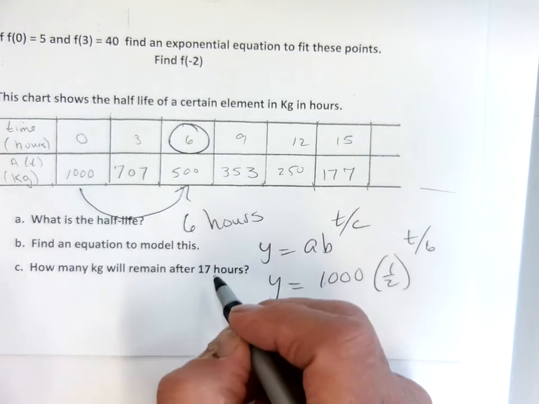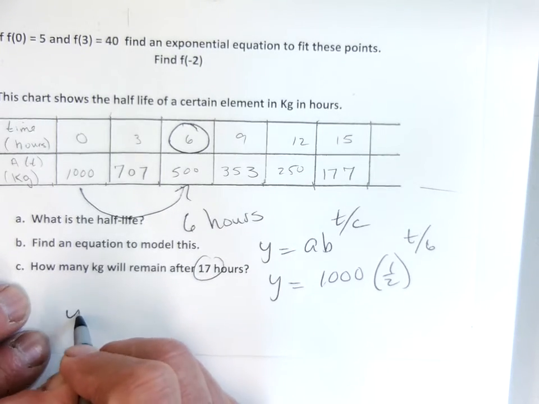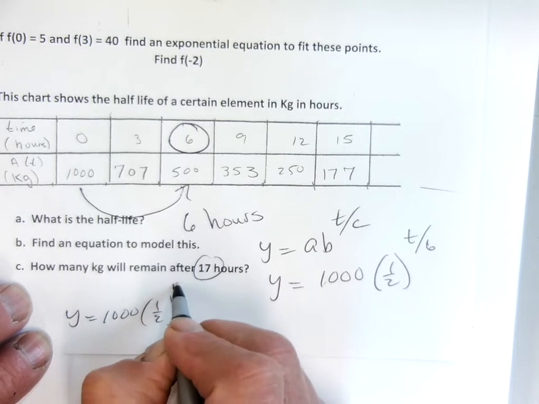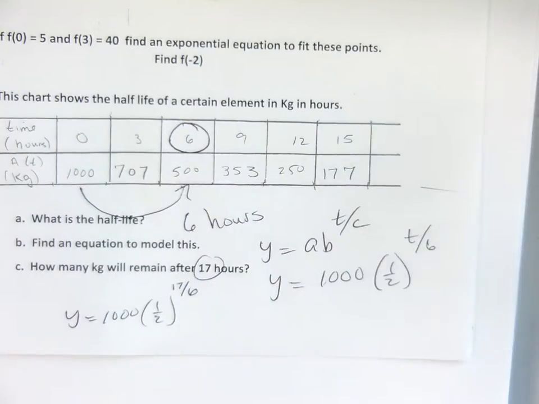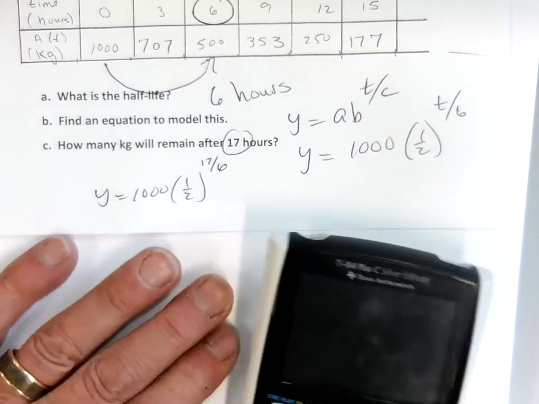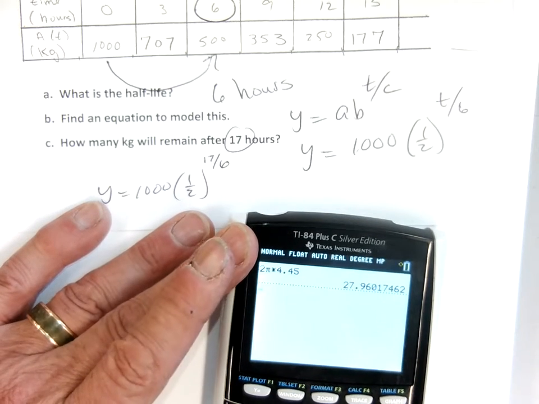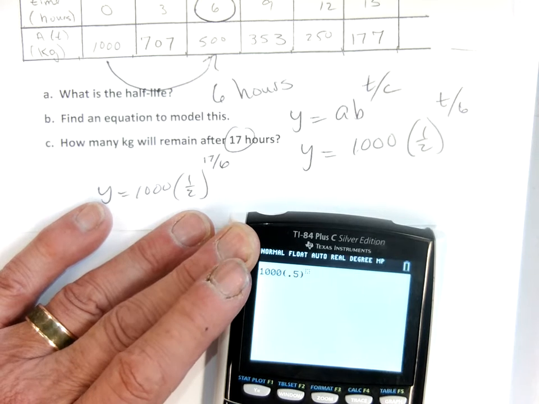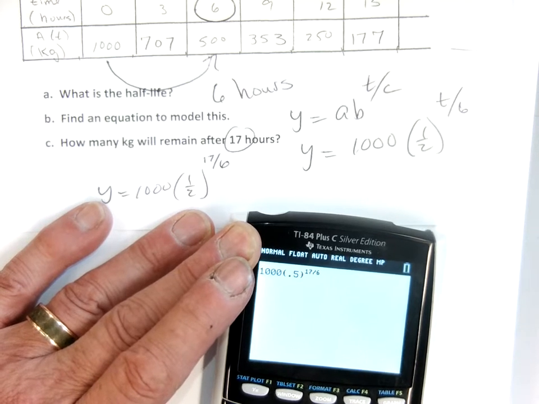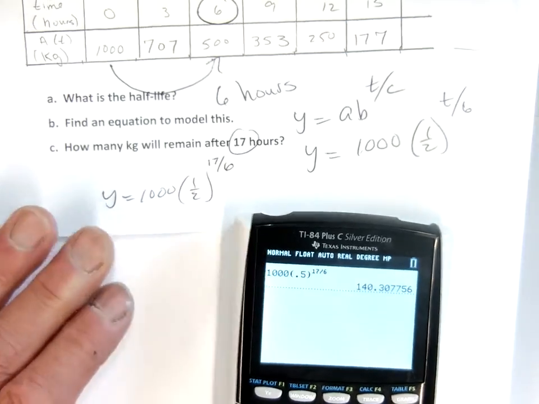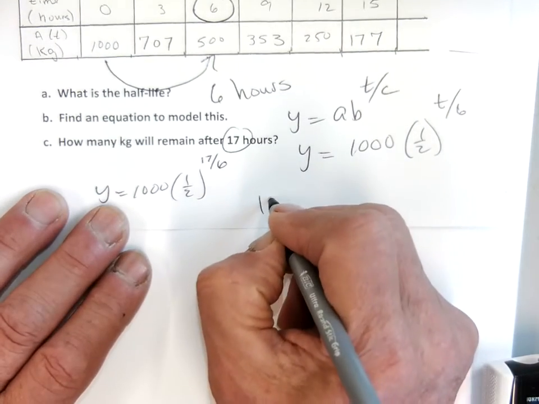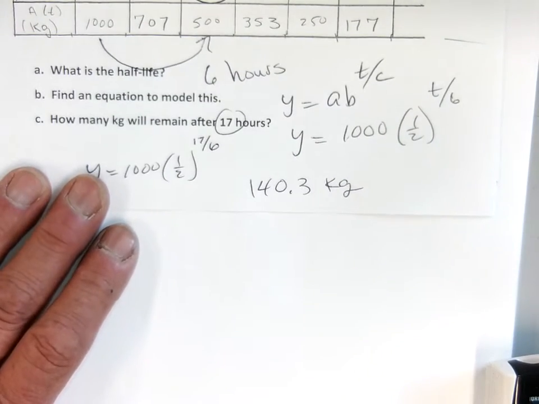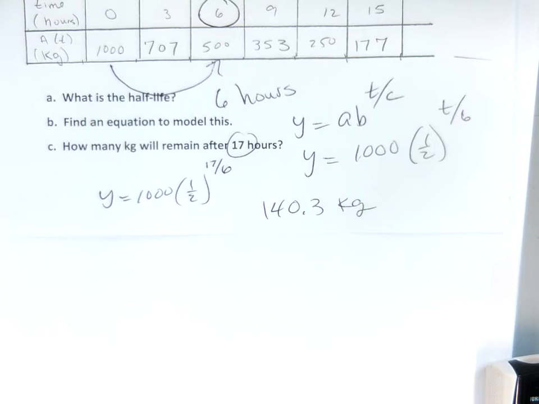Now let's use our equation. Let's put 17 hours in it. So y equals 1,000 times 1/2 to the 17 over 6. Let's see what my calculator says. Clear. 1,000 times 0.5 to the 17 divided by 6. I get about 140.3, I guess, kilograms. Wasn't that easy? You guys agree? We should get that one right tomorrow, correct?